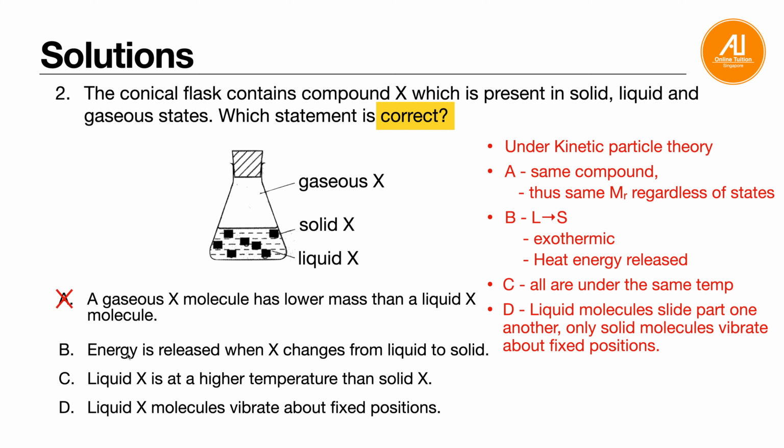Let's look at option B. Energy is released when X changes from liquid to solid. When you change from liquid to solid, you're actually giving out heat. Exothermic reaction, heat energy is released. So option B is true. Let's look at C and D just for understanding. Option C says liquid X is at a higher temperature than solid X. They are all under the same temperature because they are in the same system. So higher temperature will be wrong.